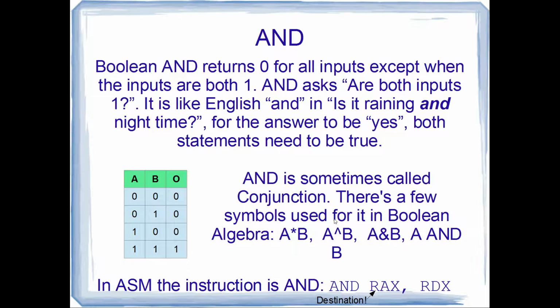There are a few symbols used in different Boolean algebras for and. I tend to stick with either the ampersand symbol, that weird little 8-looking thing, or I just write the word and. The assembly instruction is and, A-N-D. The first operand is your destination in Intel syntax. In AT&T syntax you swap your operands around, and don't forget your suffix as well.